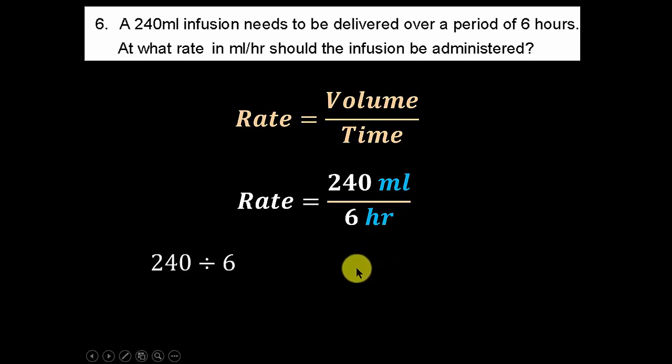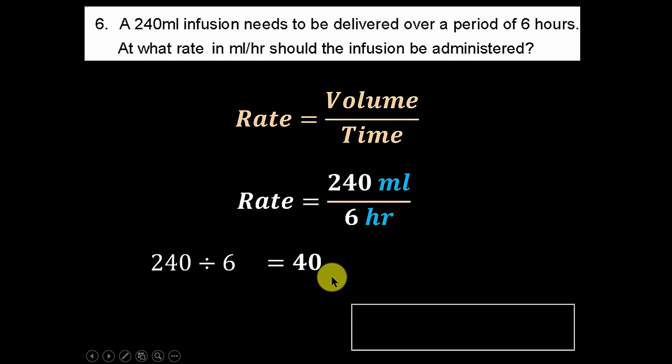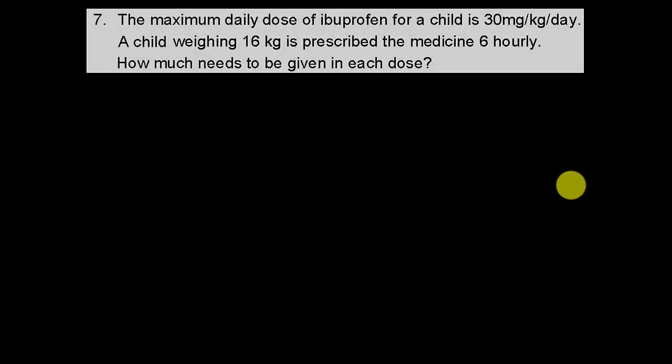So calculator out, 240 divided by 6 equals 40. So pop that into my answer box, 40, and my unit will be milliliters per hour. Job done. On to the next question.